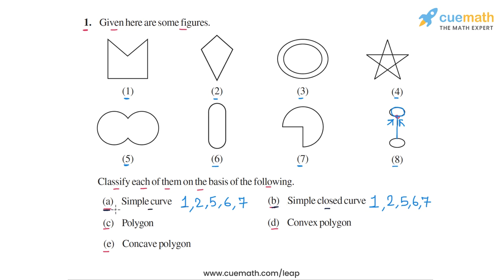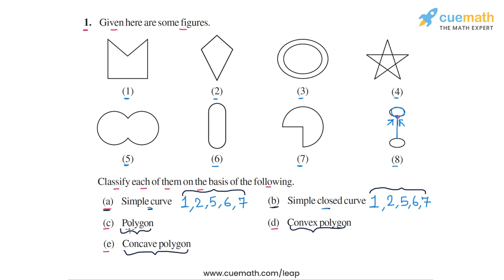So for the first 2 parts, simple curves and simple closed curves, these curves that we have written, 1, 2, 5, 6, 7, they are simple curves, and 1, 2, 5, 6, 7 are also simple closed curves. Now the next categories are polygon, convex polygon, and concave polygon. So we have to go through each of these 8 figures and identify which of them are polygons, which of them are convex polygons, and which are concave polygons.